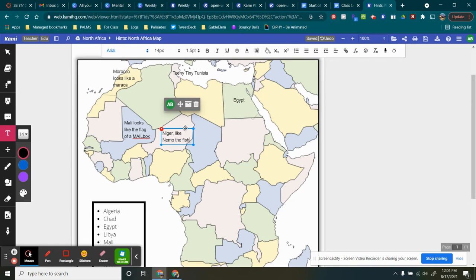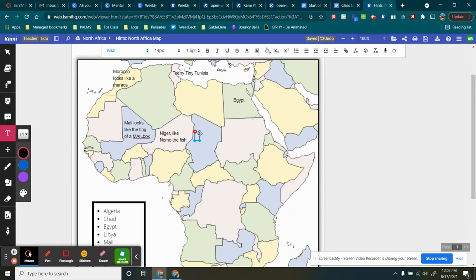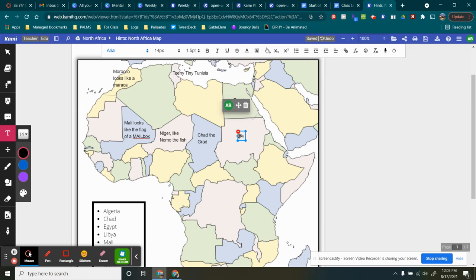All right. Then we jump over eastward. Visually, again, when I see this one, I just see a graduation cap. So we call this one Chad the Grad. Right? He's graduating from high school this year. And then we jump over to the east, and this is Sudan. One of my students once said that she remembers it because her name is Sue, Chad's girlfriend.